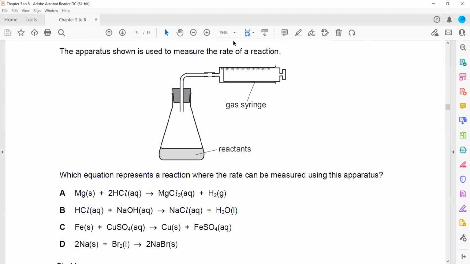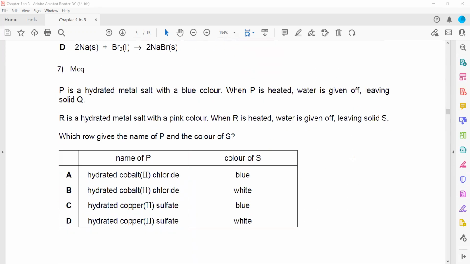The apparatus shown is used to measure the rate of a reaction. So basically in this reaction, we are measuring the volume of a gas. If you are measuring the volume of a gas, for which reaction can we use it? The reaction in which the gas is given out. You can see the gaseous product is there for the first reaction. That's why A is the correct answer. Why can we not use it for B, C, or D? Because there is no gaseous product. If gas is not given out, we cannot collect the gas in the gas syringe. So we cannot measure the rate or the speed of reaction by measuring the change in volume.